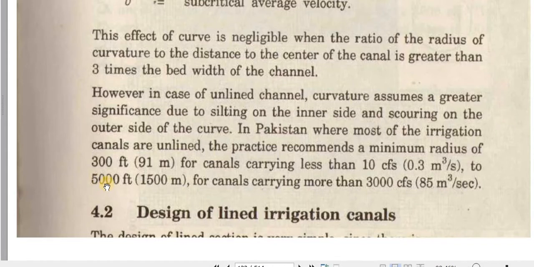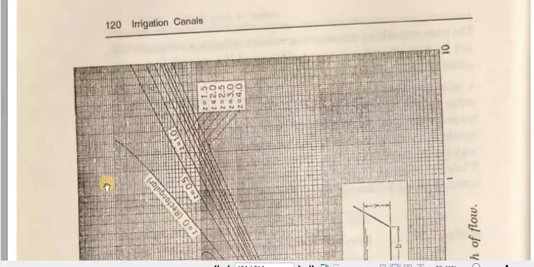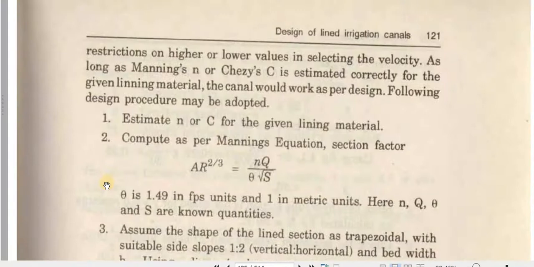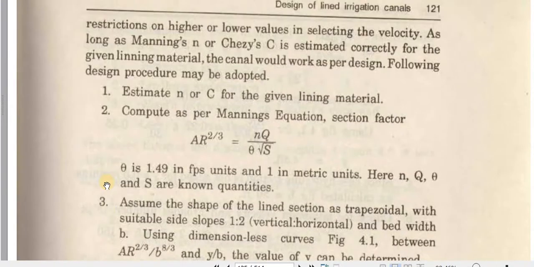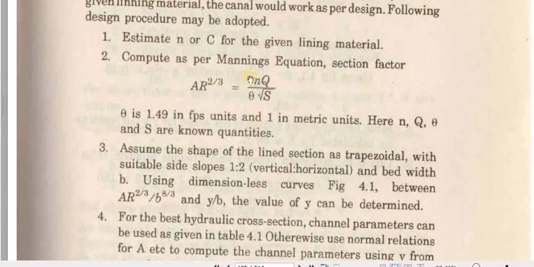about 1 mile. And for design of lined canal, what are the procedures? So we have to estimate N or C for the given lining material first of all. Then we have to compute the section factor. If we have N, we will have Q, S and theta. And theta is basically a factor which is used in the Manning equation, 1.49 in FPS and 1 in the metric system.